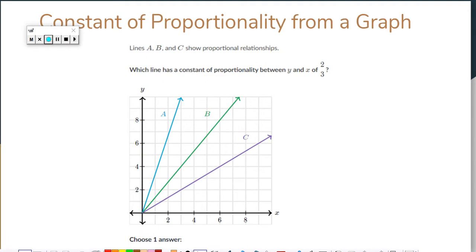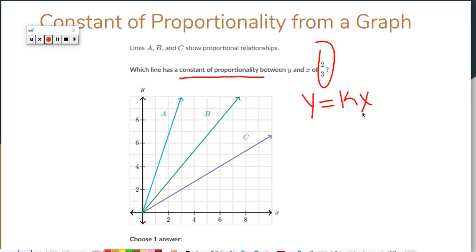If they give me an equation, they ask me for an equation where the constant of proportionality is 2/3, they did all the work for me. So if y is supposed to be kx, they already told you here that k is 2/3, so I just write y equals 2/3 x. That's all I'm doing.